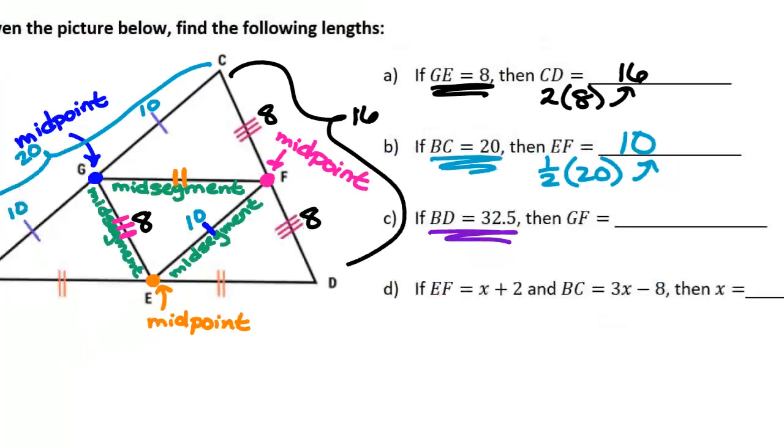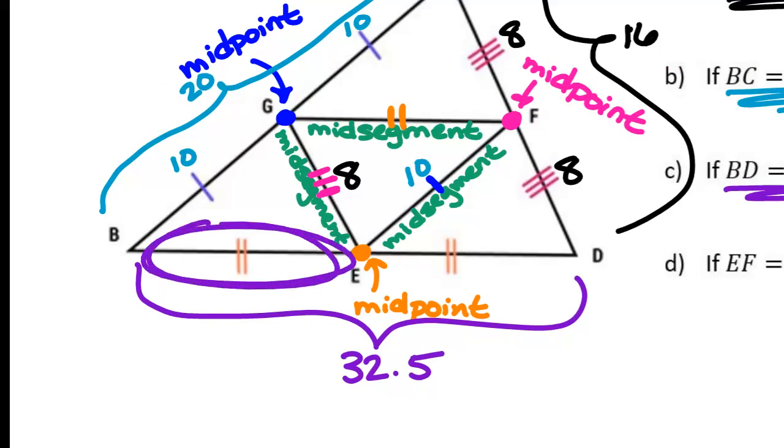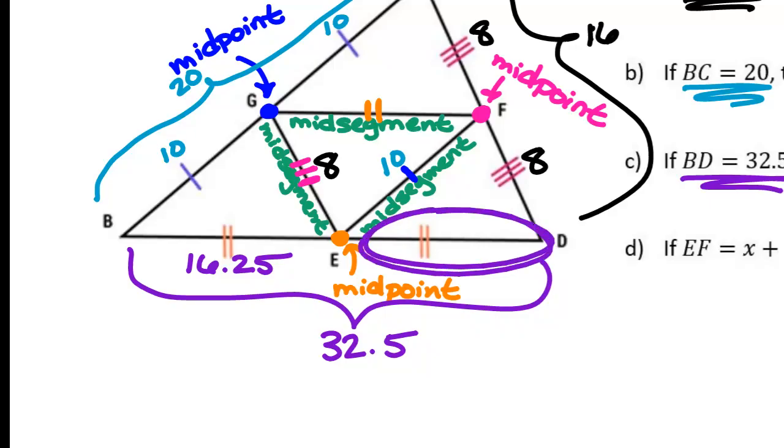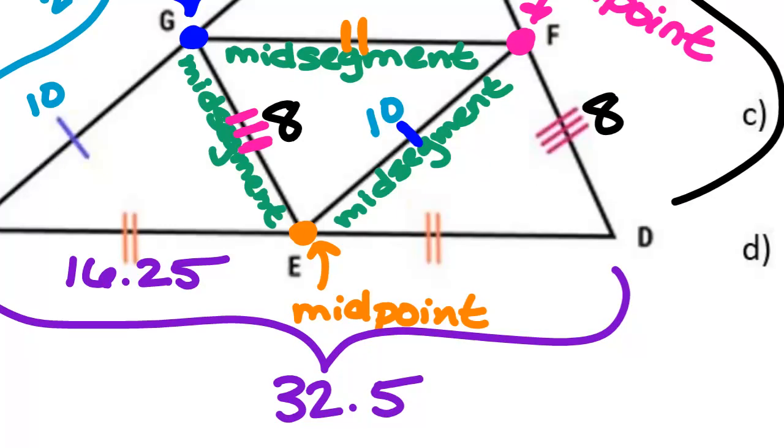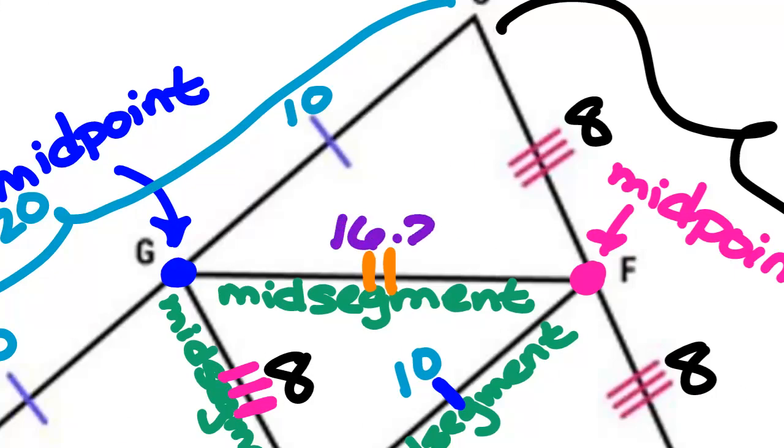BD is 32.5, right here. 32.5. So how big is BE? 16.25. How big is ED? 16.25. So how big is GF? 16.25. It's half of 32.5.